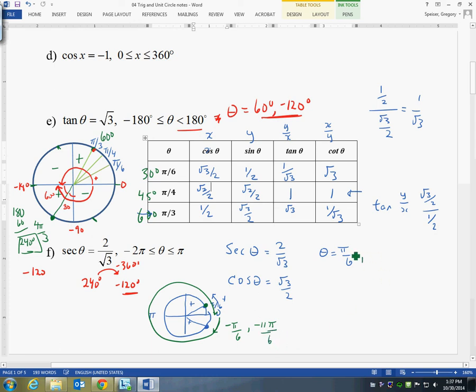So our three answers are in the positive direction pi over 6, in the negative direction negative pi over 6, and negative 11 pi over 6. And there are our three solutions.